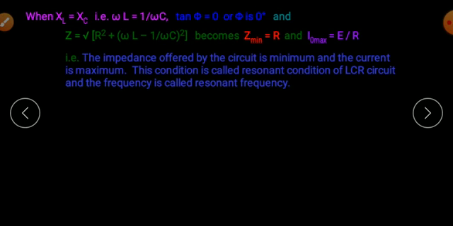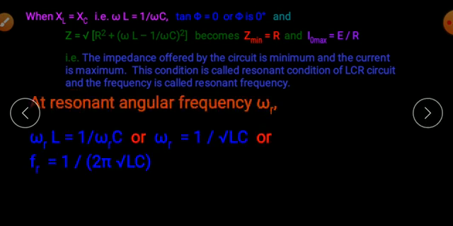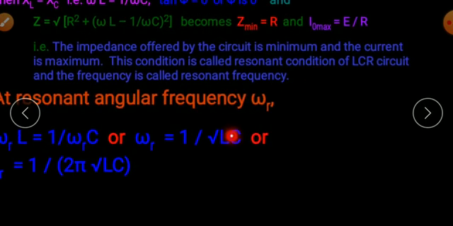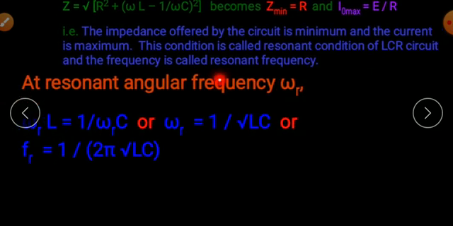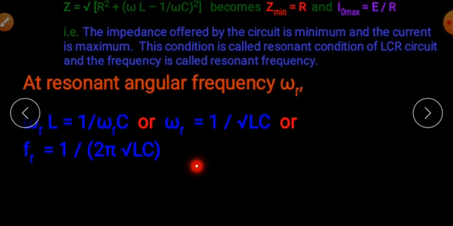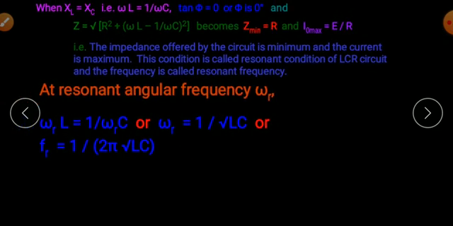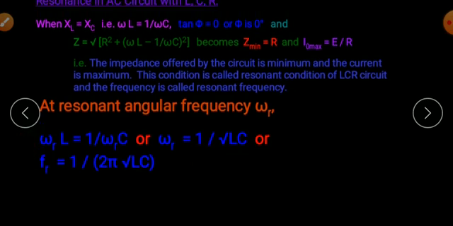This condition is called the resonant condition of the LCR circuit, and the frequency is called the resonant frequency. At resonance, angular frequency omega R L equals 1 upon omega R C. So omega R equals 1 upon under root LC, or FR equals 1 upon 2 pi under root LC.